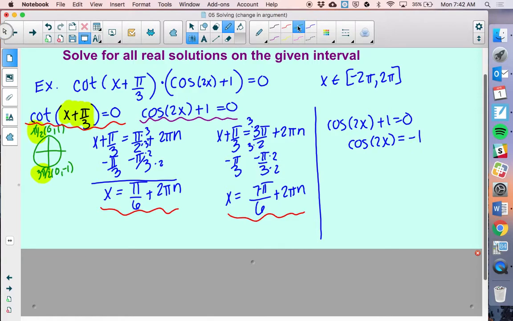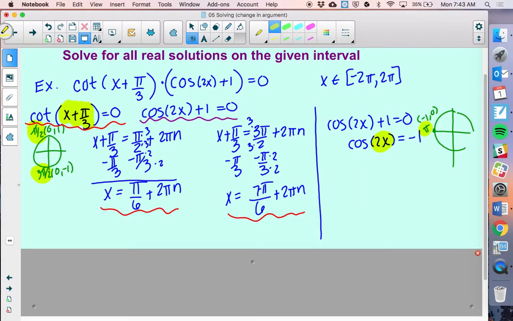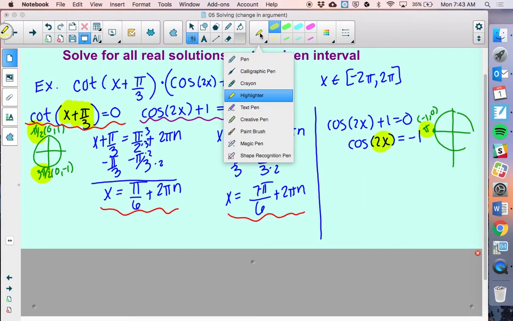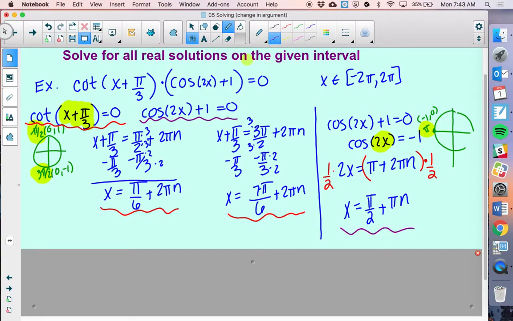And now I want to know, where does cosine equal negative 1? And that happens here at pi. So I'm going to say, okay, that means my argument, this part inside the parentheses, has to equal pi. So 2x equals pi, and again I can add 2 pi into that. I can add 2 pi as many times as I want. And I'm going to get rid of this 2 out front, so I'm going to multiply by a half. So that's going to give me x equals pi over 2 plus pi n. Okay, and those are the solutions for the second part here.